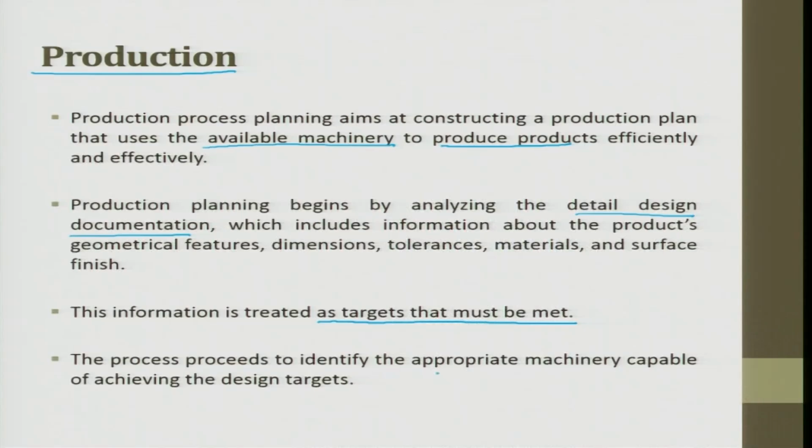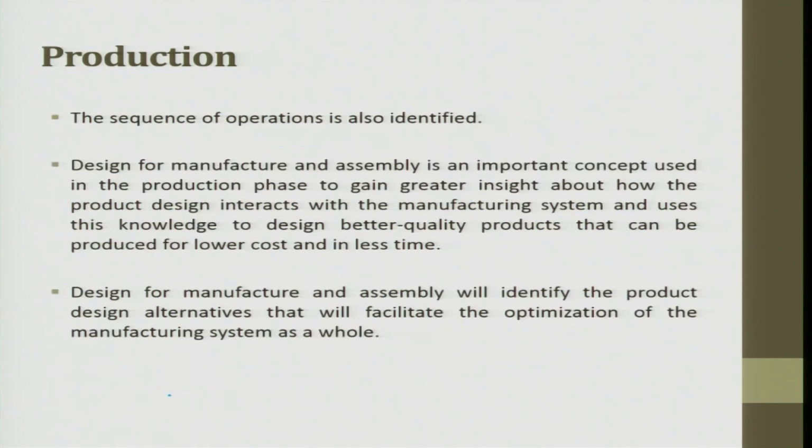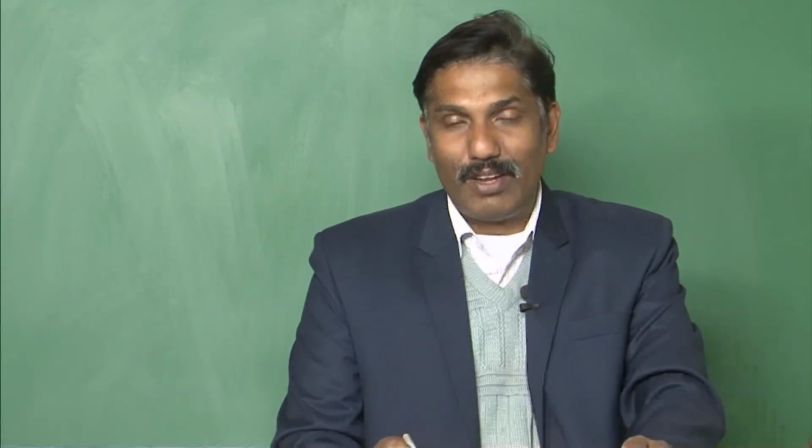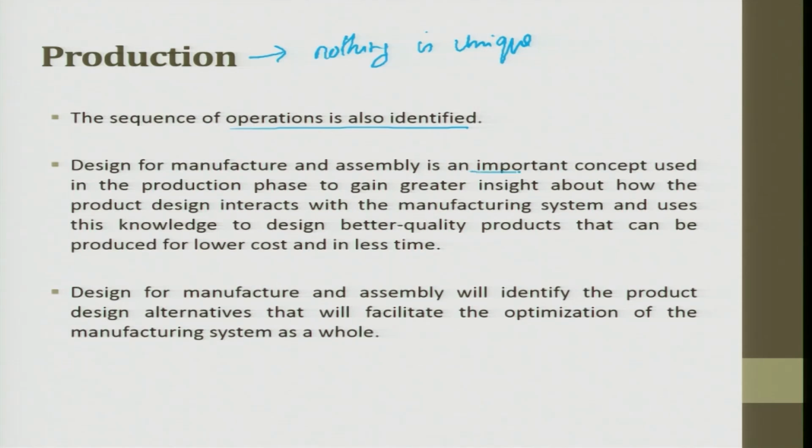The process proceeds to identify the appropriate machinery capable of achieving the design target. The sequence of operation is also identified. In production, there is nothing called a unique solution, nothing is unique. So, you choose looking at the machines available, looking at the parts available, looking at the constraints available, you try to choose a feasible solution.